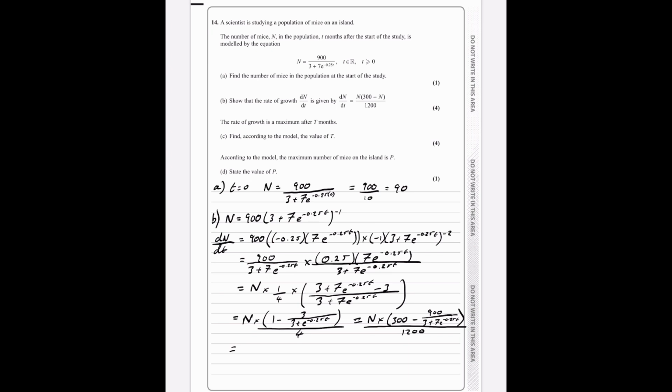I can replace the 900 with 900 over 3 plus 7e to the minus 0.25t. I can replace that as an n, and we'll get n lots of 300 minus n all over 1200 as required. Well done if you managed to work that out. That's not easy. I suspect there are slightly more elegant solutions than the one I've provided here. Do let me know if you found one. My email address is in the channel.